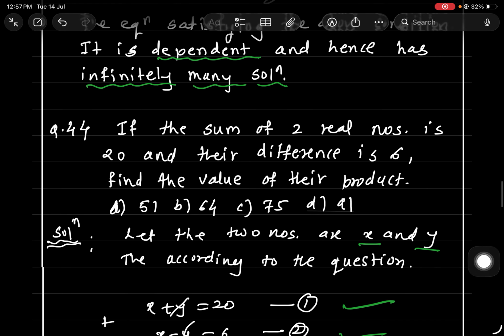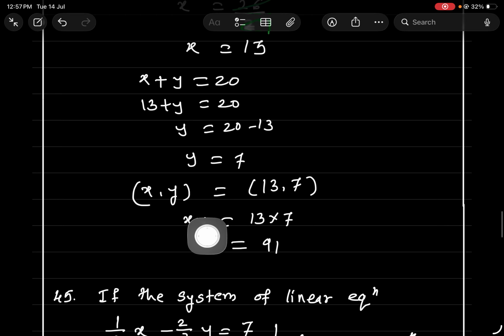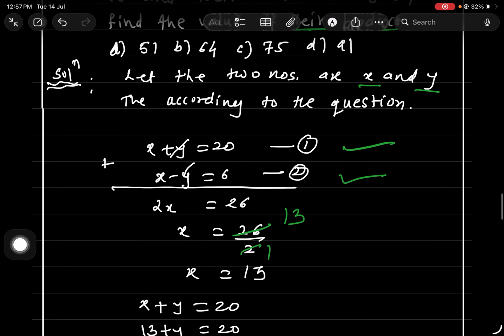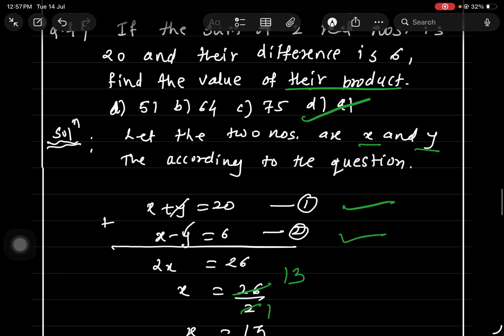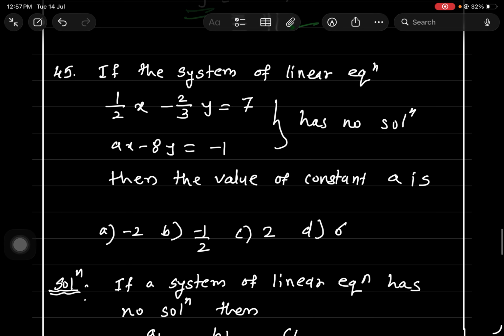But what was the question? Find the value of their product. Product means xy, so multiplication of 13 into 7, that is 91. So where is your 91? D is the 91. Okay, then 45.